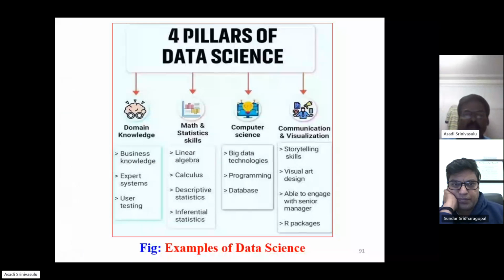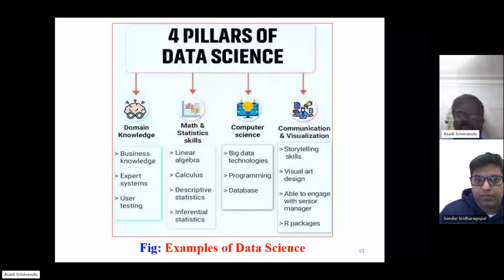Domain knowledge you need to have, like business knowledge, expert systems, or user testing. Then you need mathematics and statistics skills like linear algebra, calculus, descriptive statistics, inferential statistics, etc. Then computer science knowledge, like big data technologies, programming, database systems, etc. Finally, communication and visualization: you need storytelling skills like documentation, visual art design, being able to engage with senior managers, and R packages or Python packages, etc.